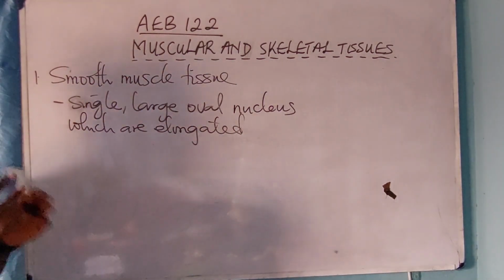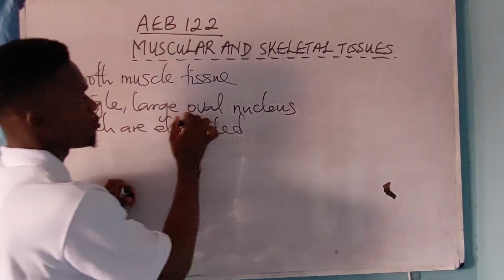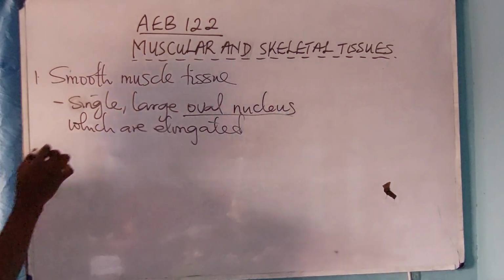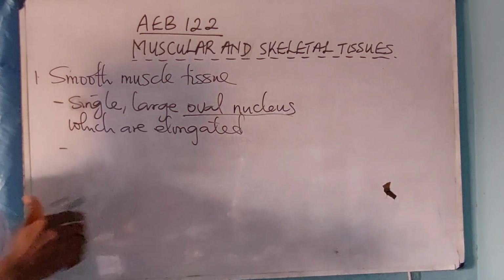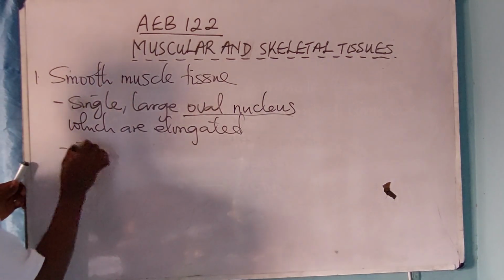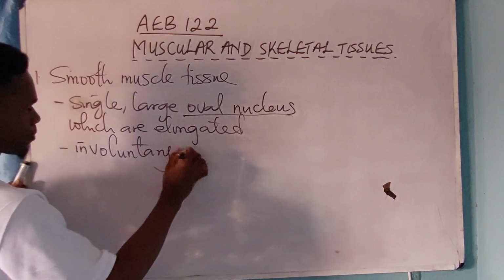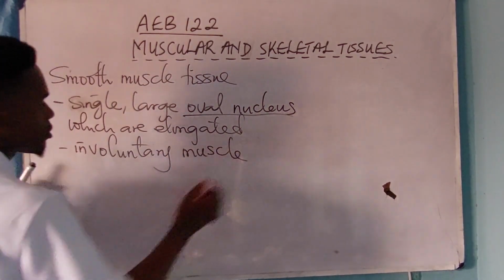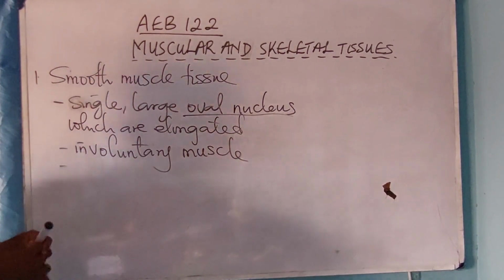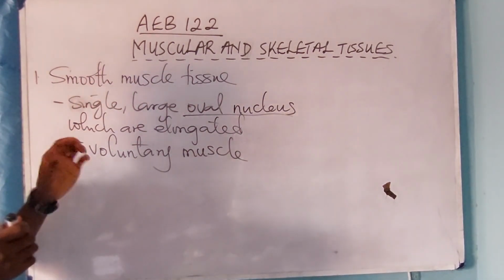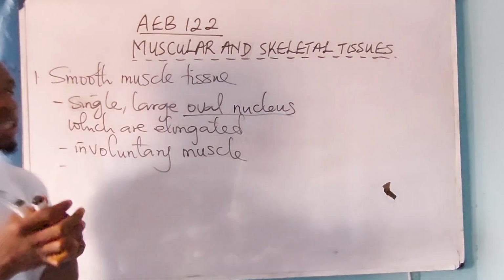Alright, it has muscle cells that are elongated, and the nucleus is oval in shape. That is for that. And secondly, it has the ability to contract and relax. It is an involuntary muscle. That is, it is not under the function of the brain.